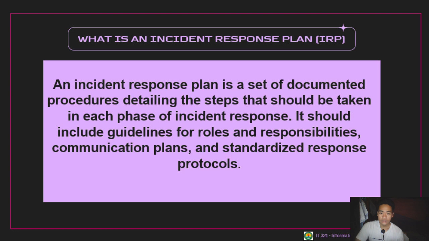What is an incident response plan, or IRP? An incident response plan is a set of documented procedures detailing the steps that should be taken in each phase of incident response. It should include guidelines for roles and responsibilities, communication plans, and standardized response protocols. Within your plan, it is important to use clear language and define any ambiguous terms.